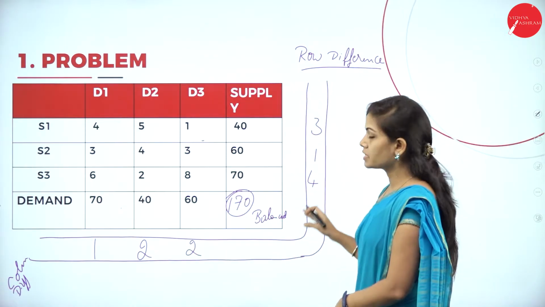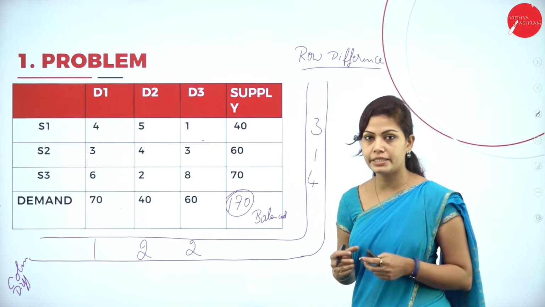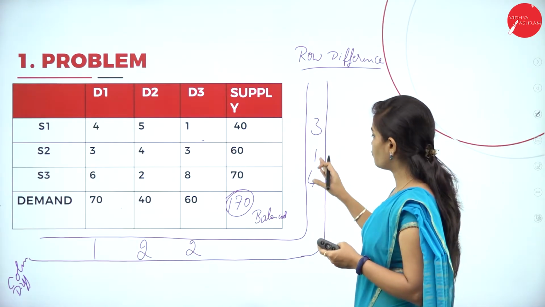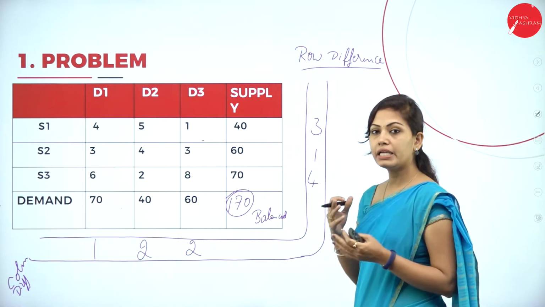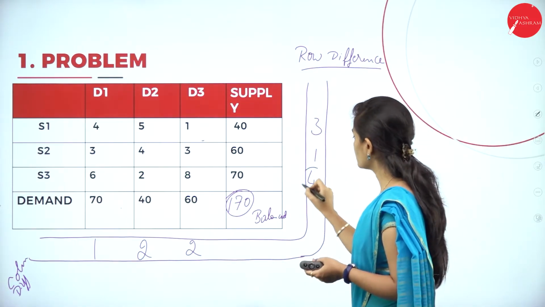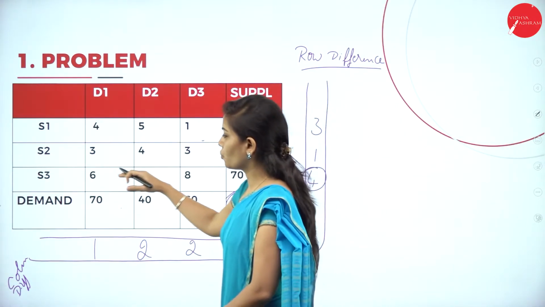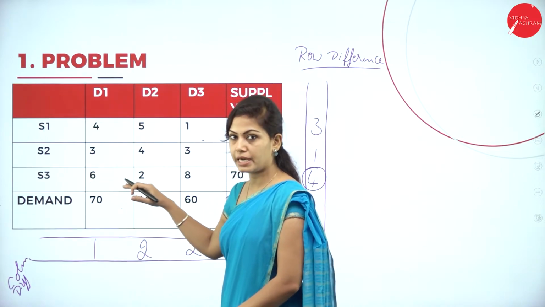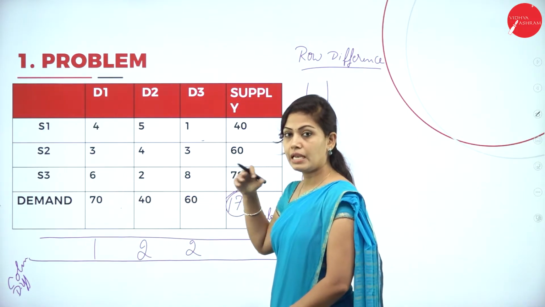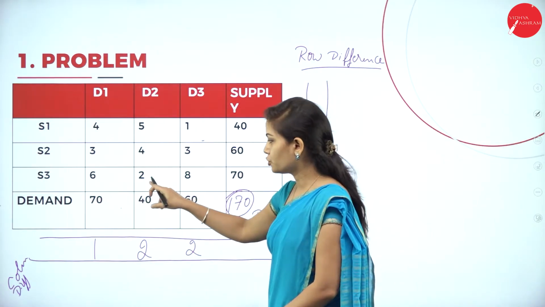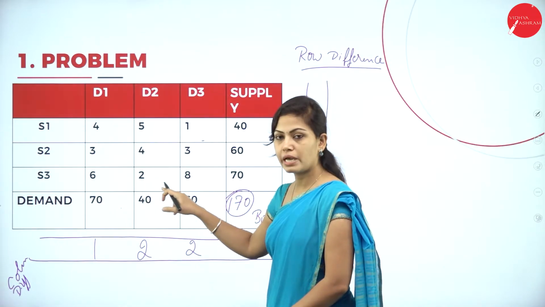Out of these row values and column values, you have to find the highest penalty cost. The values are 1, 2, 2, 3, 1, 4. The highest value is 4, so this is my penalty cost. Now I will consider this row, S3, the highest penalty cost. Out of these row values, the least value is again 2. So 2 is my least value.